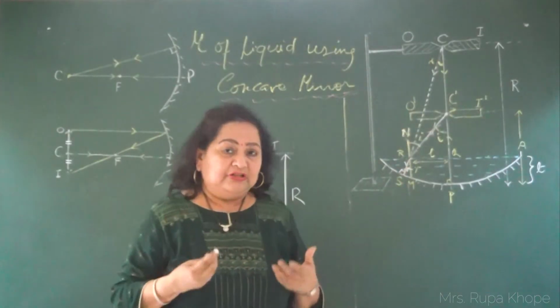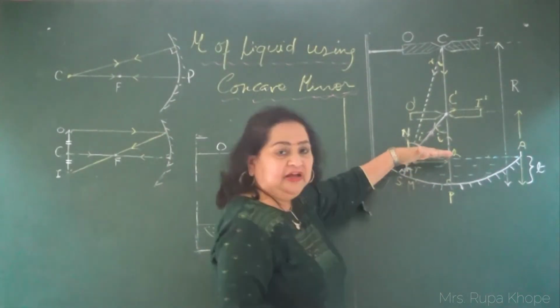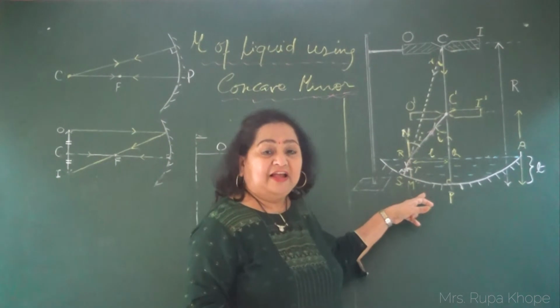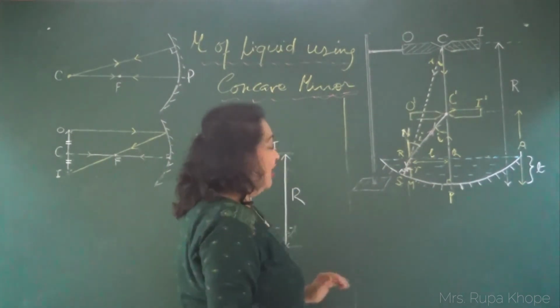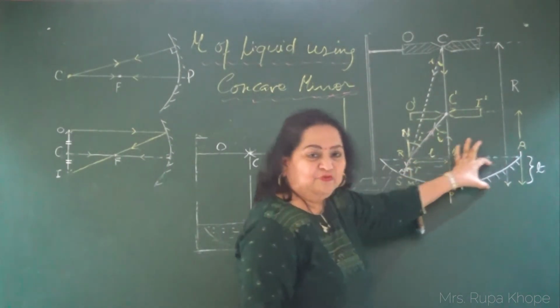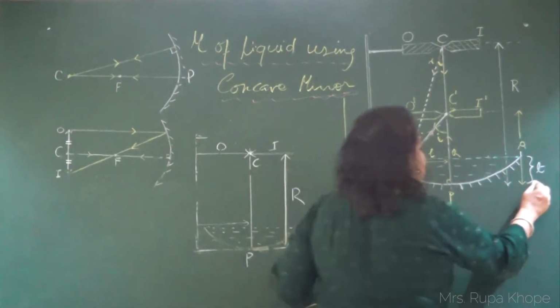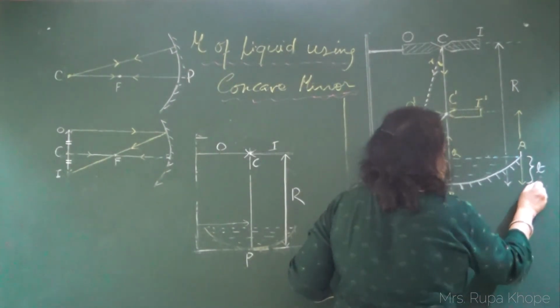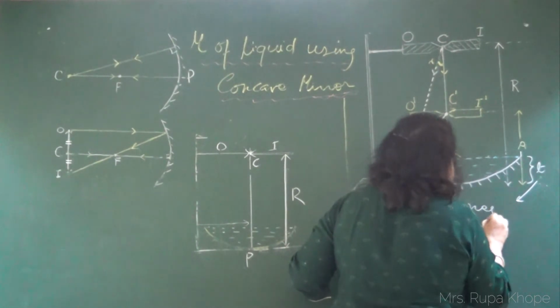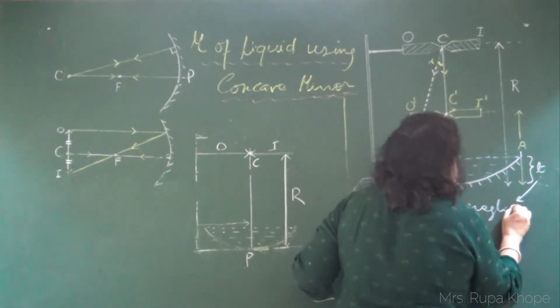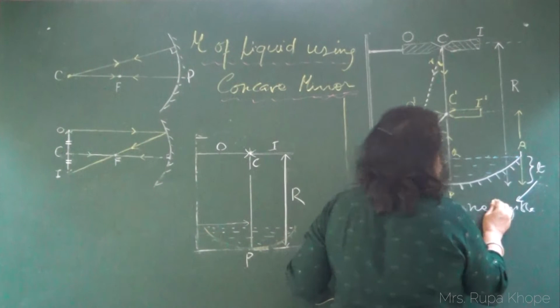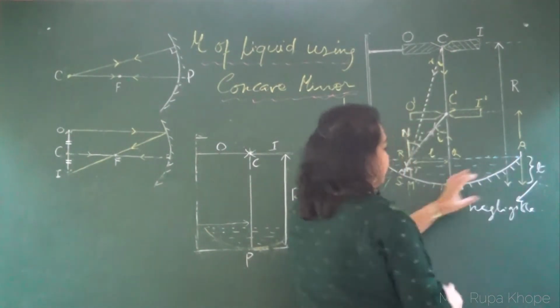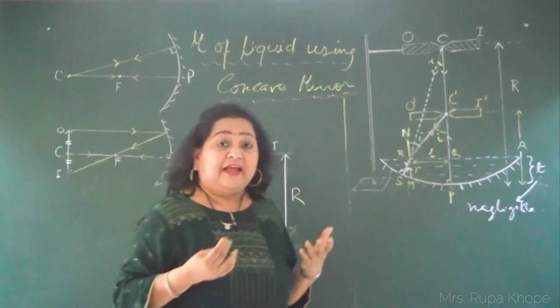In order to draw the diagram, we need to show a thick layer of water in order to see the angles. Otherwise, the water thickness T is negligible. This T is negligible. But here we need to know the angles.